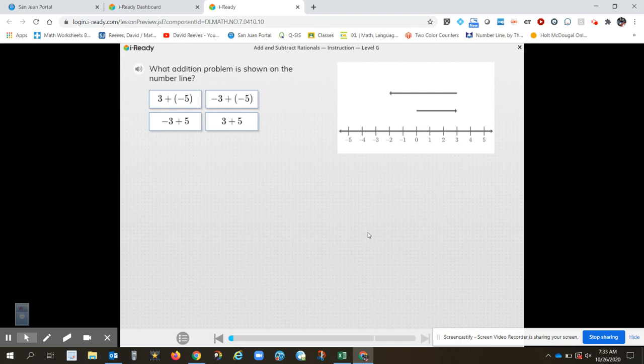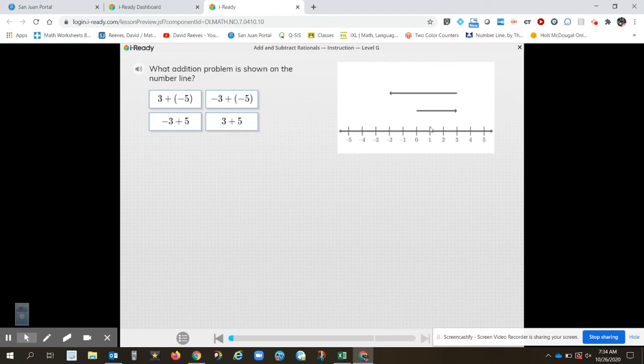All right, so this first problem that they've given us says, what addition problem is shown on the number line. If we take a look at the number line here, you will notice we start at 0. We have an arrow going to the right. Remember, when we go to the right, that is the same as adding a positive or subtracting a negative. Then we have an arrow that goes to the left, that is the same as subtracting a positive or adding a negative. Now, since it's an addition problem, that means we're going to be adding a positive this way and adding a negative this way.